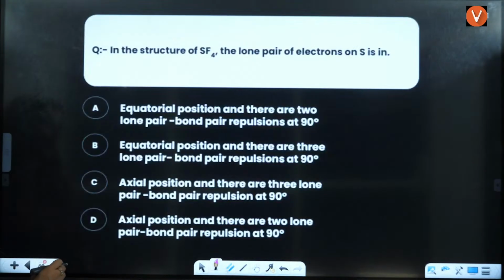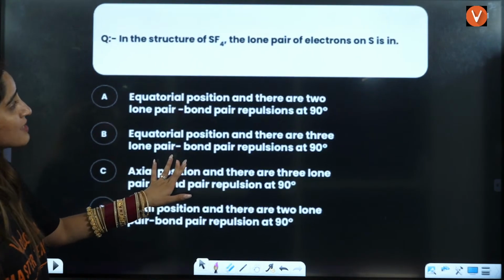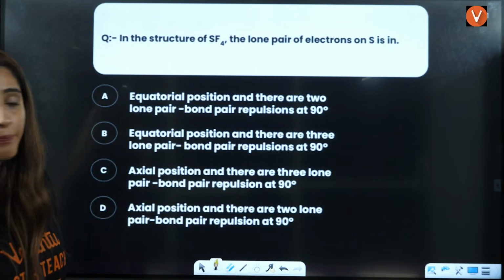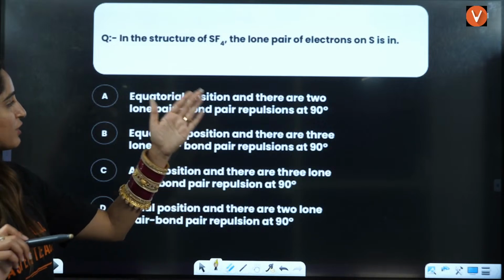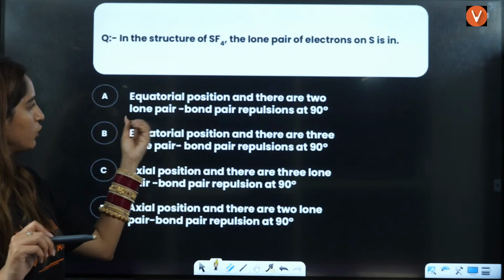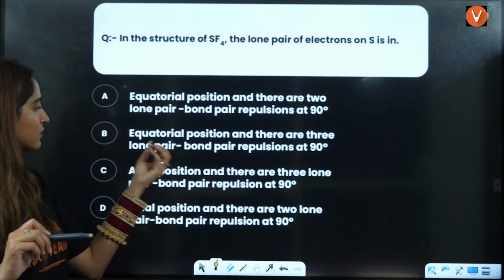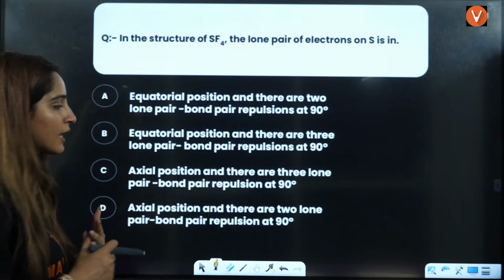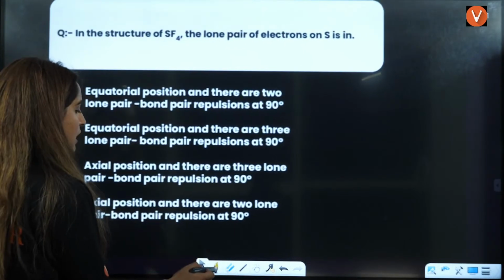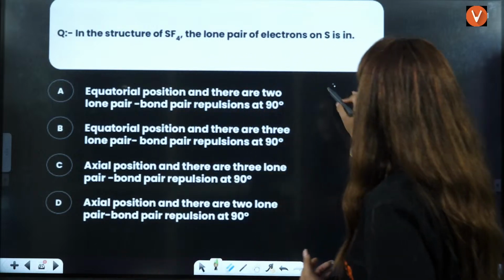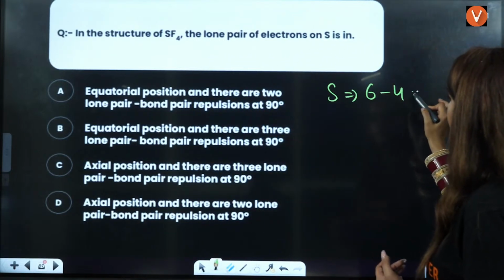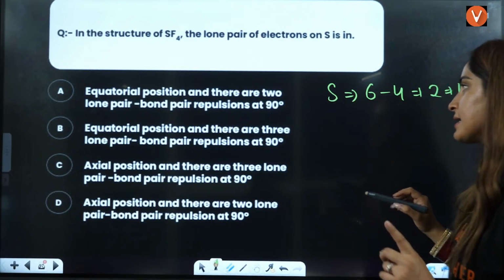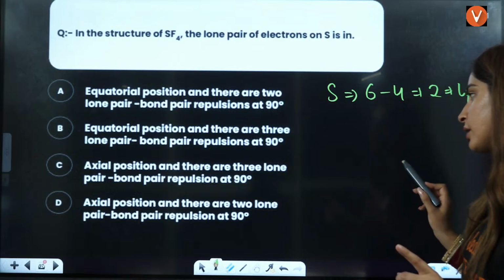Now the next question is: in the structure of SF4, the lone pair of electrons in sulfur is in which position? Equatorial position, axial position, this is what they are asking you. Again, for this, you need to know the structure of SF4. So sulfur is basically 6 minus 4, 2, that is 1 lone pair. So there is 1 lone pair.